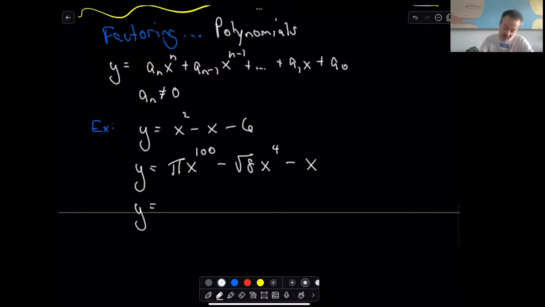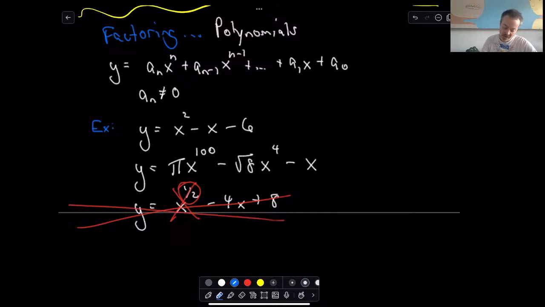An example of something that wouldn't be a polynomial would be if we have fractional exponents, minus 4x plus 8. That would mess things up, and this would not be a polynomial. So what you're looking for are exponents that are positive whole numbers, or you could just have constants floating around. We don't care about the coefficients. Notice in my second example, I've got pi as a coefficient and the square root of 8 as a coefficient. So that's fine. Again, we're skipping the last one because that's not a polynomial.